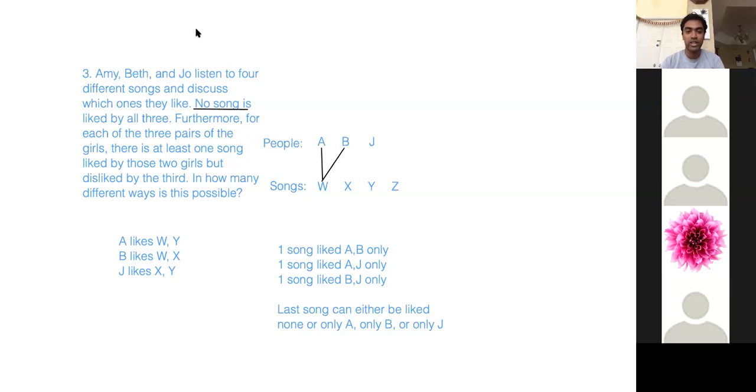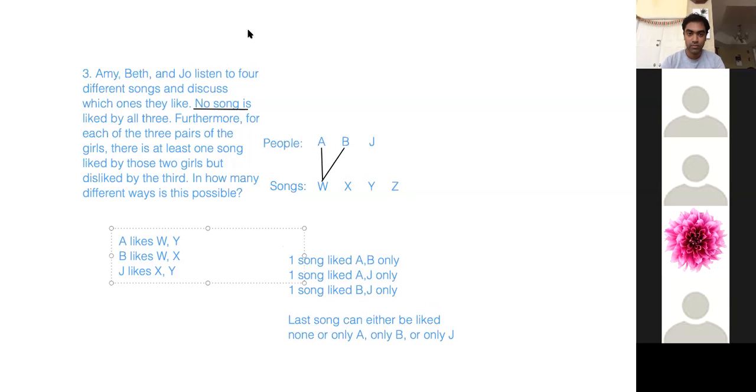So let's count the number of ways that satisfy this formation, which is similar to what we had existing. One of the songs we said was liked by A and B only. In this case, that was song W. Then one of the songs was liked by A and J only. That was Y here. One of the songs was liked by B and J only, which was X here. And the last song, we can say it's either none of them, which is what we had initially, or only A, only B, or only J.